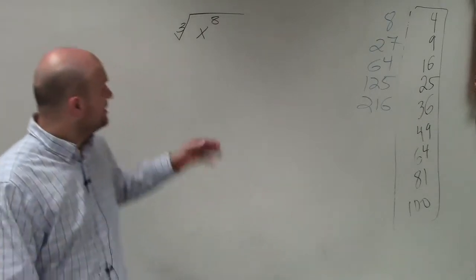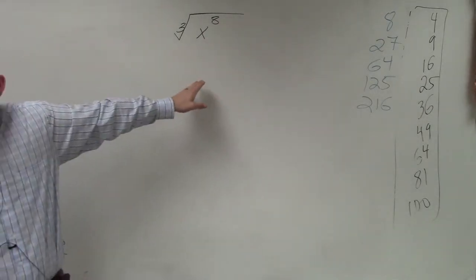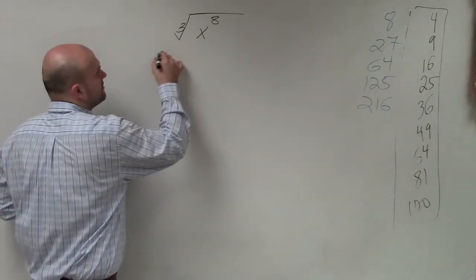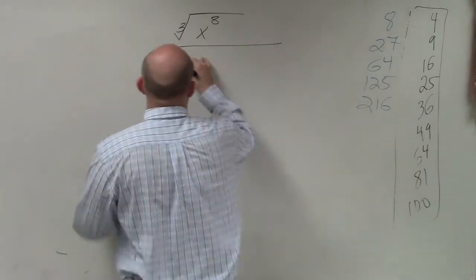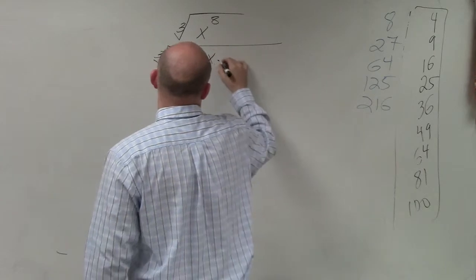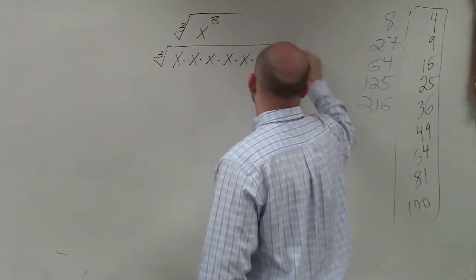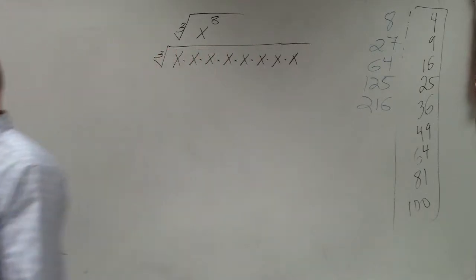The long version is to simply say, how can we get x to the 8th by multiplying by itself? So I could rewrite this as the cube root of x times x times x times x times x times x. Do you guys agree with me? X to the 8th is the same thing as x multiplied by itself 8 times. Does that make sense?